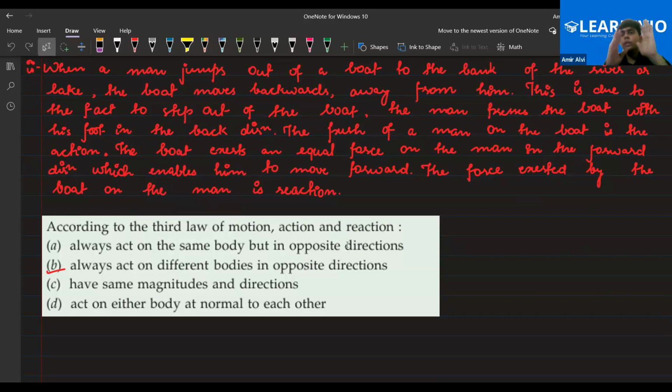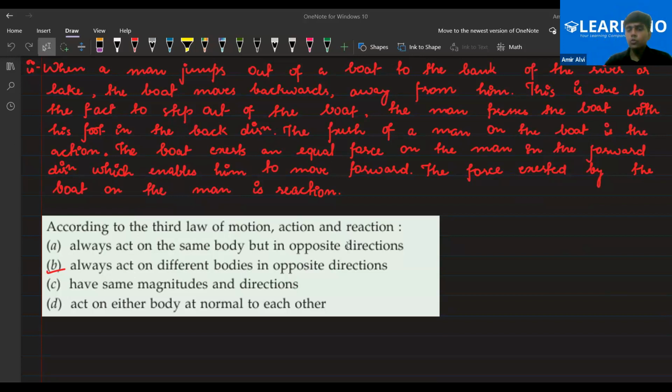Suppose I'm pushing a wall. The action is my hand on the wall, and the reaction is the wall on the hand. So both bodies are different, yes or no? Yes, sir. And the direction is opposite, obviously. It means that if I push the wall in this direction, the wall will push my hand in the opposite direction, right? Clear to all of you? Please do let me know.